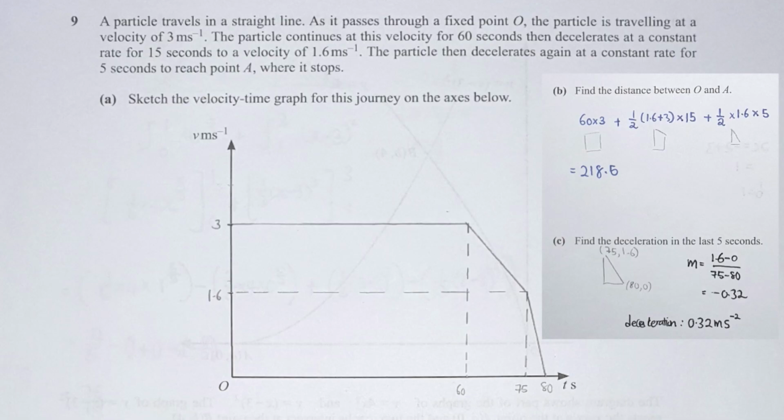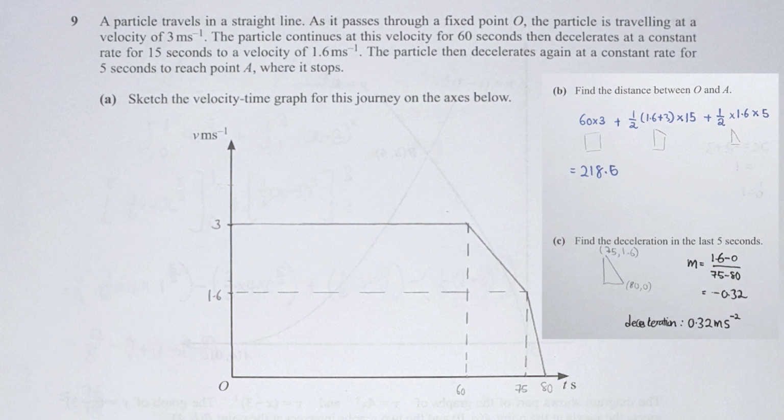As for question 9 here, you're required to illustrate whatever was given. So I know that 60 seconds is a flat straight line over there. It took 15 seconds to complete the velocity to 1.6, so there was a downward slope. Then 5 seconds, which is from 75 plus 5, you get 80, and it decelerates to 0.